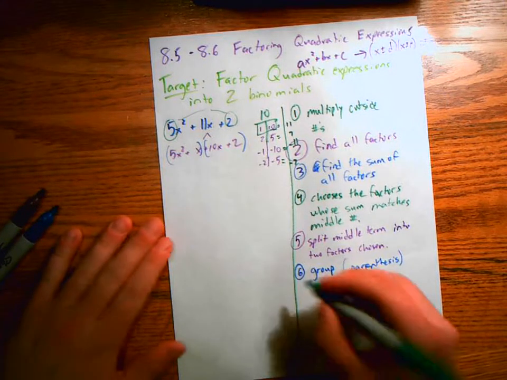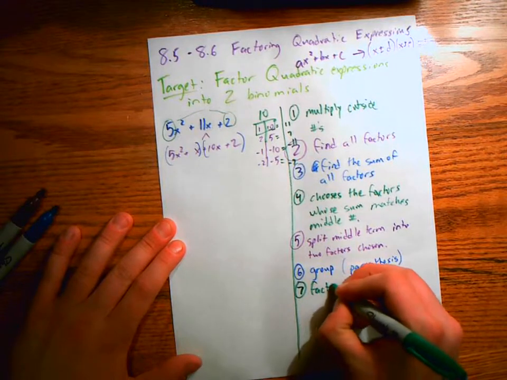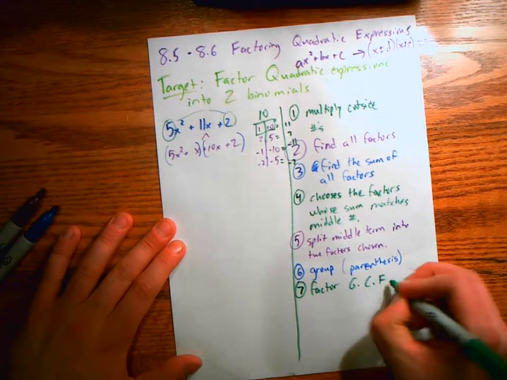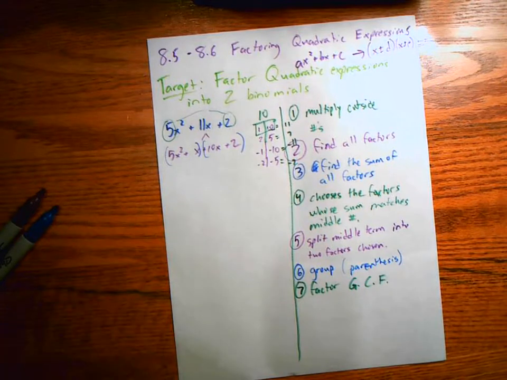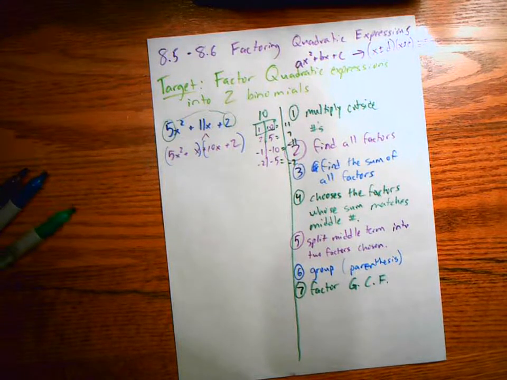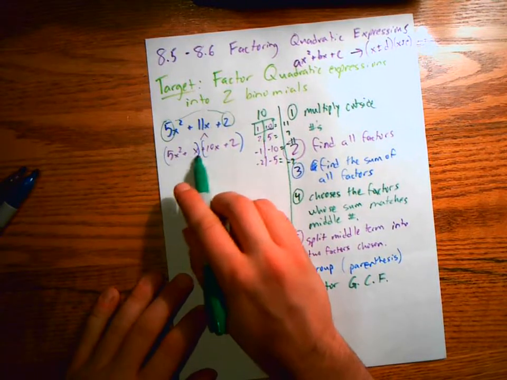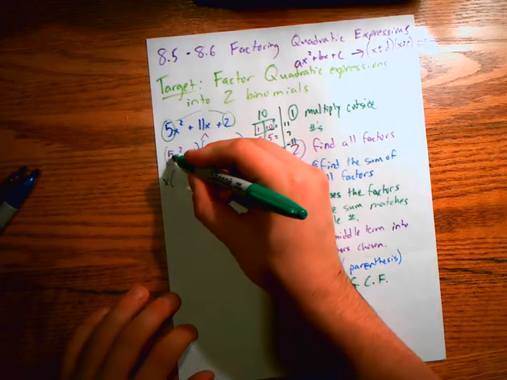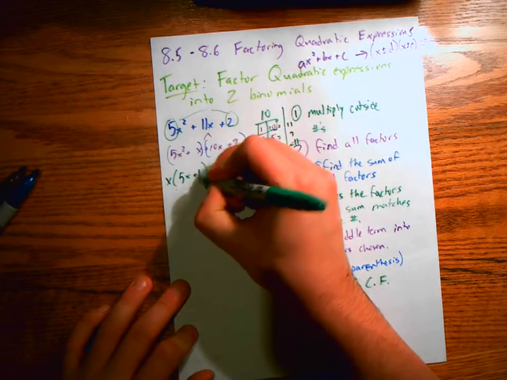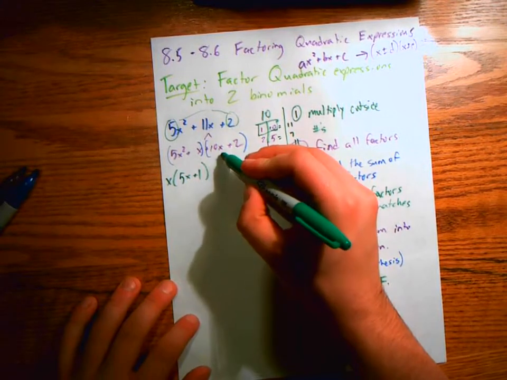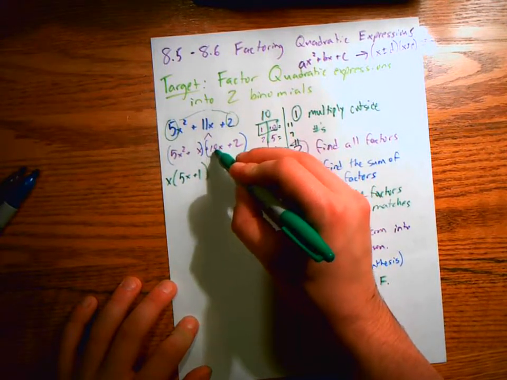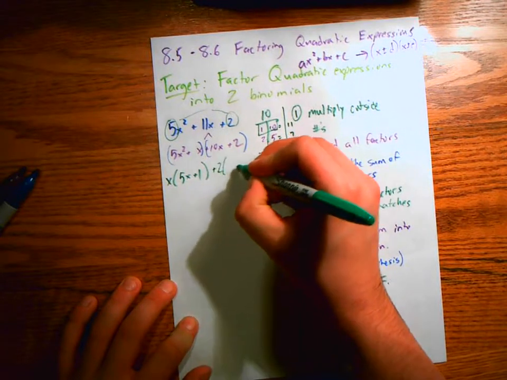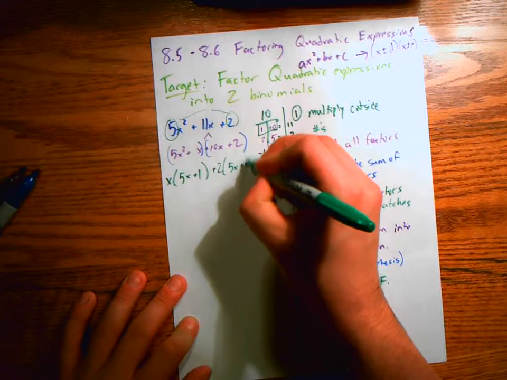Then after you've grouped them up, you need to factor out the greatest common factor from each group, and that's again the largest number or expression or entire term that is in common between both of them that can be factored out. In this example, there is an x in common with both of these terms, so that's what I'm going to factor out. And what's left over is a 5x plus 1. And then my greatest common factor from here is a 2, since 2 is a factor of 10 and 2 is a factor of 2. That's the largest number in common. And then I'm left with a 5x plus 1.